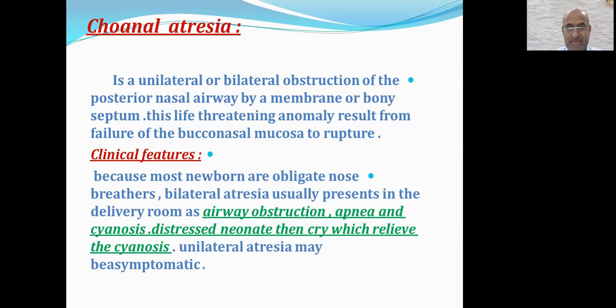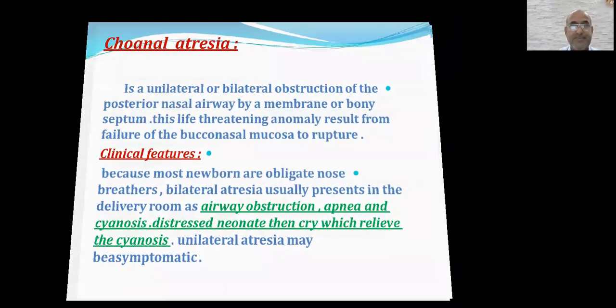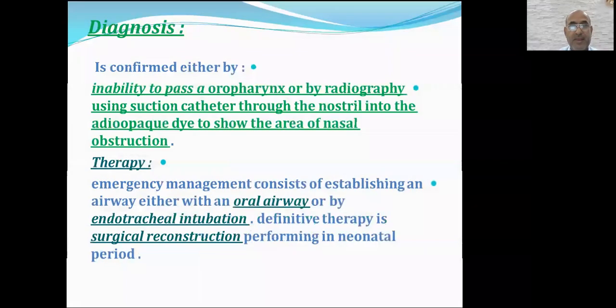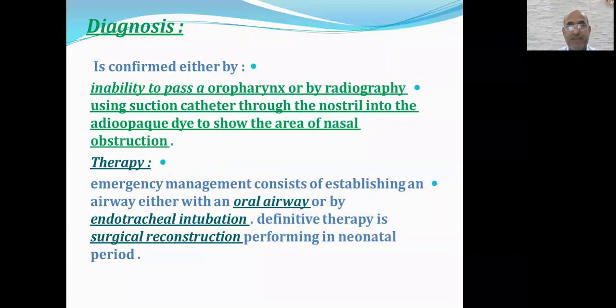Unilateral choanal atresia, of course, may be asymptomatic and can be discovered by inability to pass a suction catheter through the nostril into the oropharynx, or by radiograph. Of course, in bilateral or even unilateral cases, we have difficulty passing a catheter through the nose. We can use a catheter and radiograph to show the area of nasal obstruction.